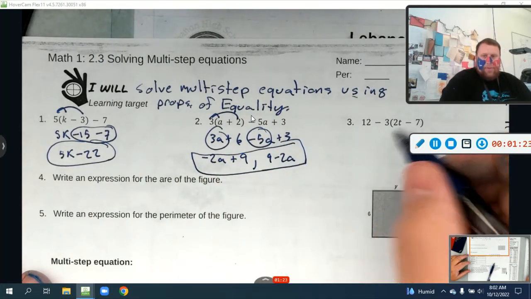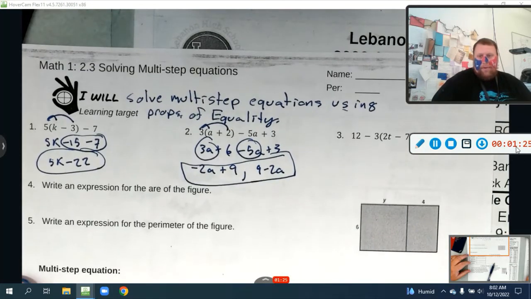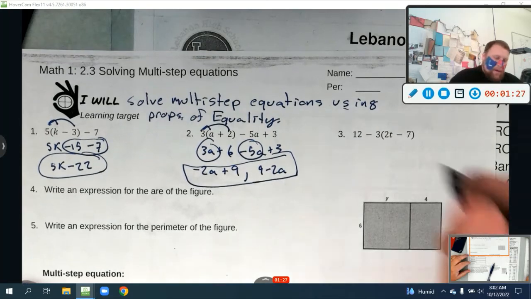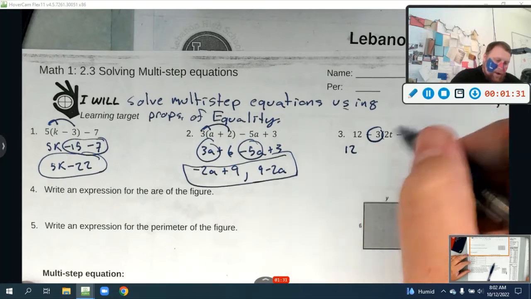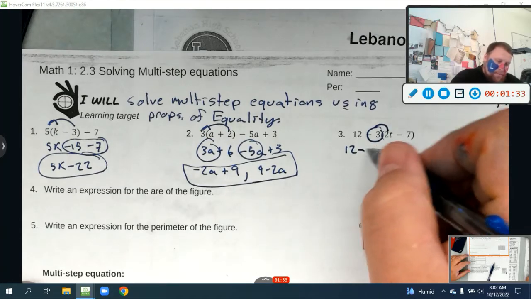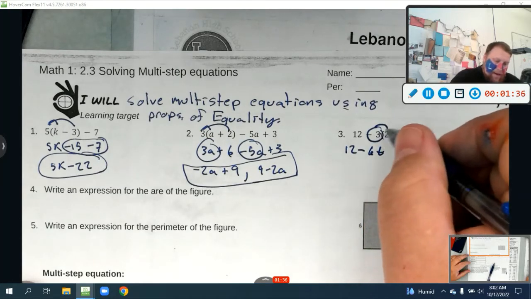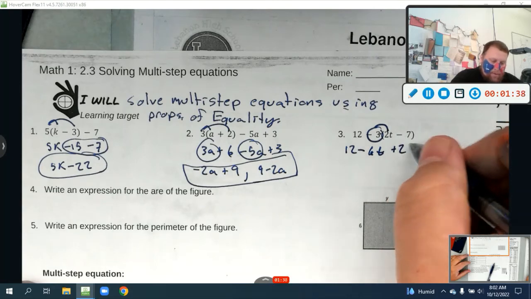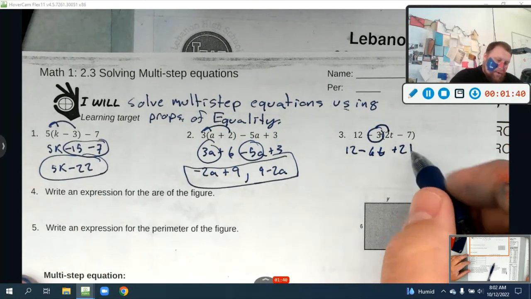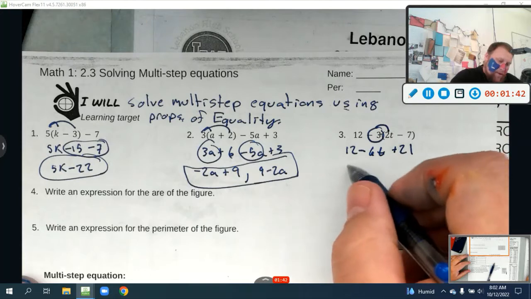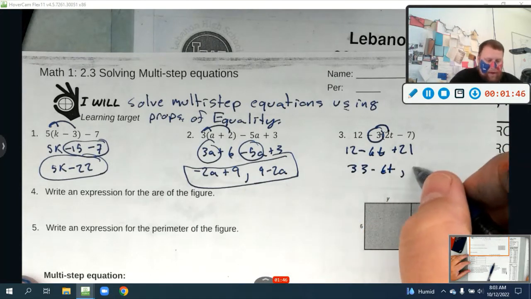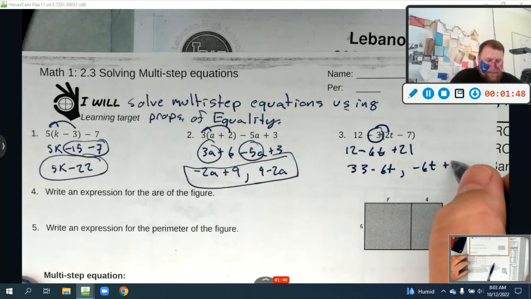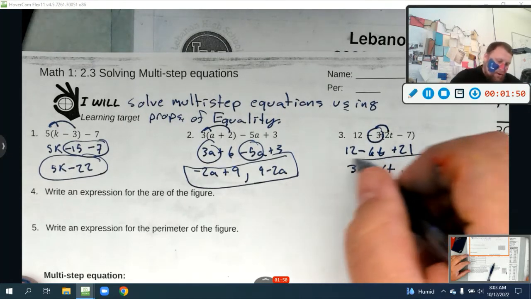Over here, here's where you got to be careful, guys. I'm going to move this back up. You have to distribute the negative with the 3. So this is 12, and I got negative 3 times 2t is minus 6t, and negative 3 times negative 7 is plus 21. So I'm going to add 21 to 12. I get 33. I'll have 33 minus 6t. Or you could have had negative 6t plus 33. It's all up to you.